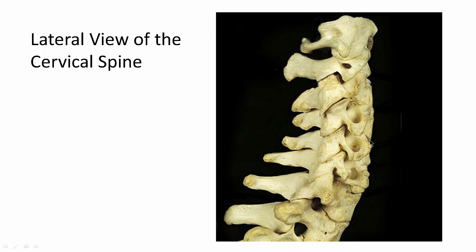Okay, here's some real bones here. So this is a lateral view of the cervical spine. It's called the sagittal view as well. Again, we can see the atlas up here. We'll go through a few of the parts. There's the transverse process of atlas. There's the posterior arch of atlas. This big knob is the posterior tubercle of atlas.